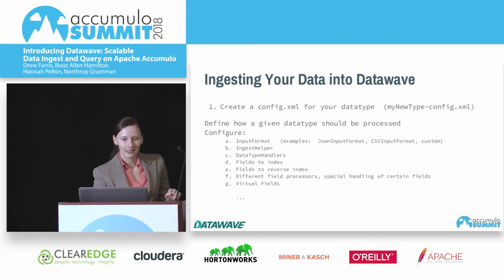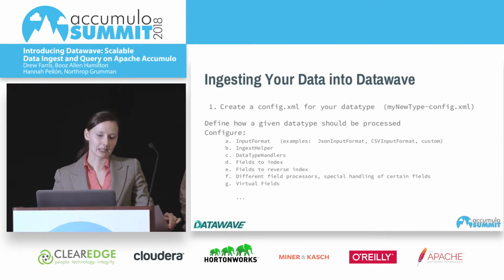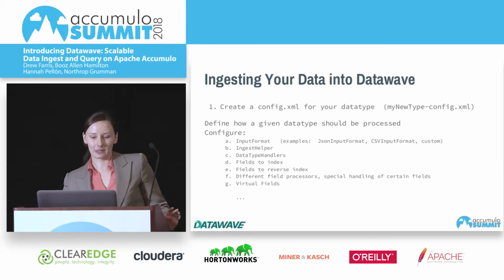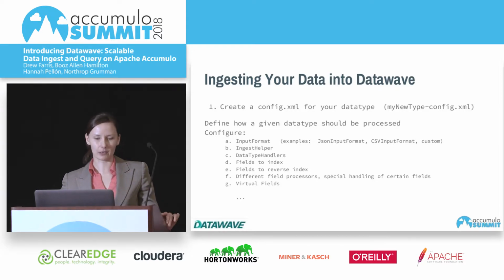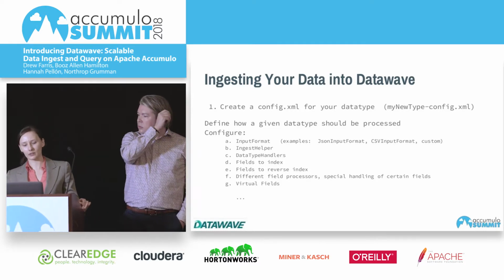Right. So after you've got Datawave up and running and maybe CSV, JSON, etc. don't float your boat, you can do a few things to configure your own custom data type into Datawave. First and foremost, you'll need to create this config.xml file, which essentially tells Datawave how to handle your data.